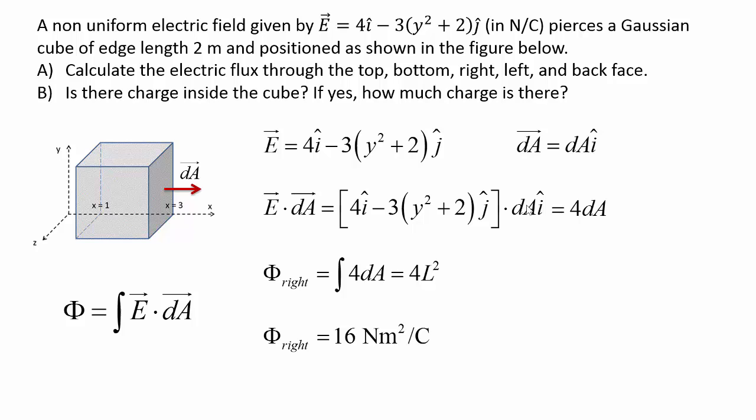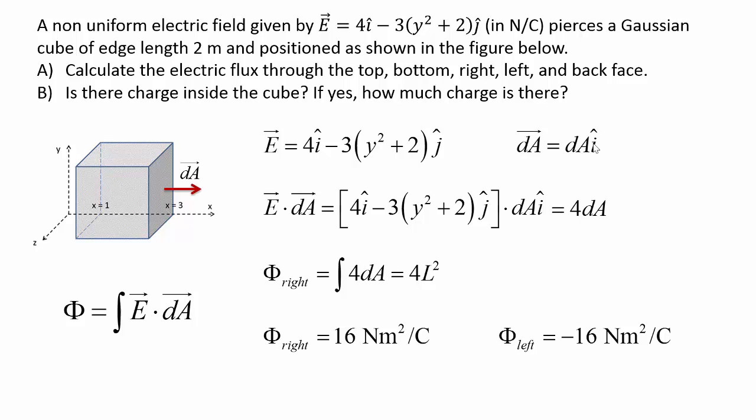When we calculate the flux through the left surface, the only thing that will be different is the direction of the unit vector. In this case, the unit vector will be oriented to the left. Therefore, you have to write it as dA times minus unit vector i. And we will have that the flux through the left surface is minus 16 newtons meter squared per coulomb.